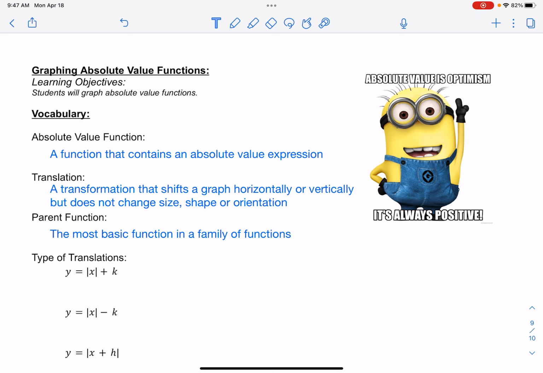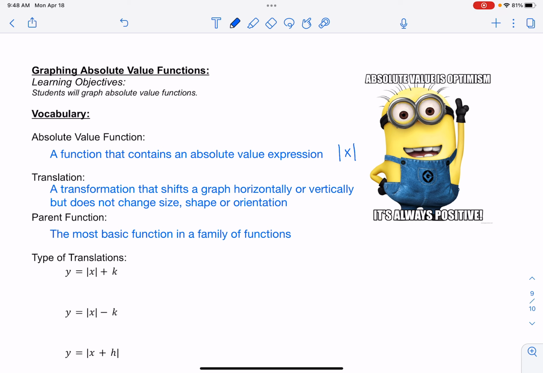So a few definitions that you need to know are an absolute value function. We have dealt with absolute values in the past, so at least seeing an absolute value function shouldn't seem too new, but the definition just states that it's a function that contains an absolute value expression. So remember that our absolute value expression would just look like this. So those two lines around some number.